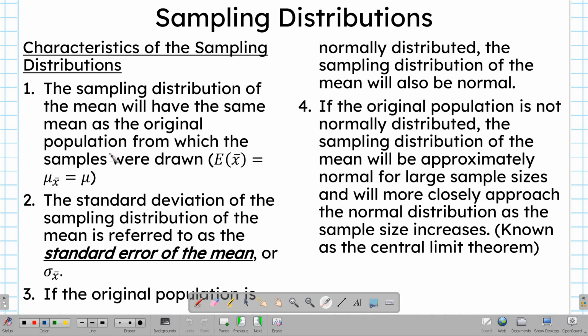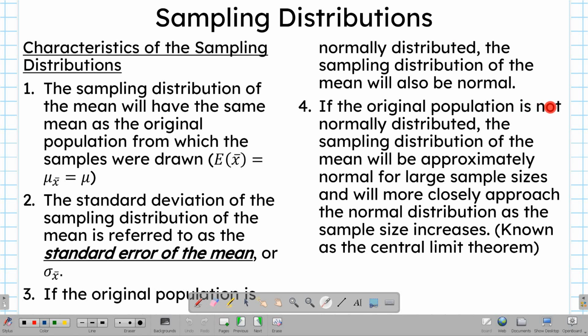Now, the standard deviation of the sampling distribution of the mean is referred to as our standard error. So how far your sample mean is from the population mean is referred to as the standard error. Now, if the original population is normally distributed, the sampling distribution of the mean would also be normal. Hence, we will know its probabilities because we have studied the normal distribution already.